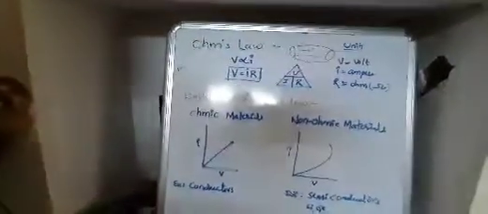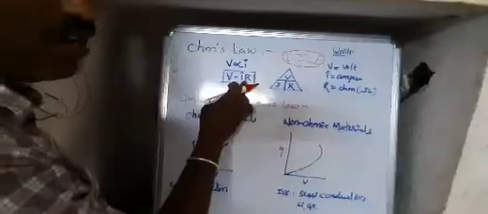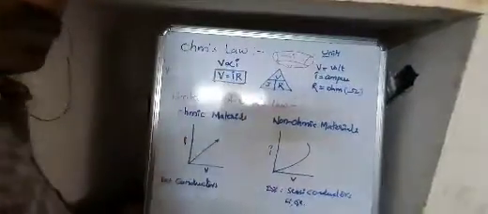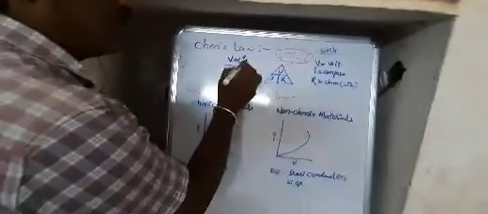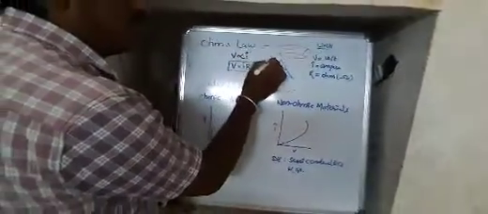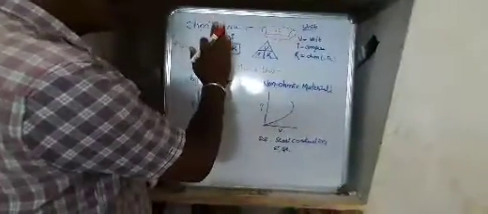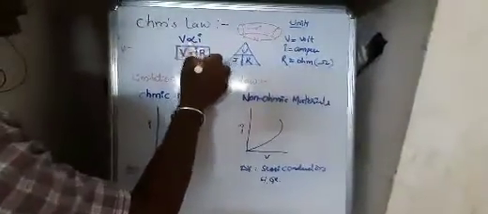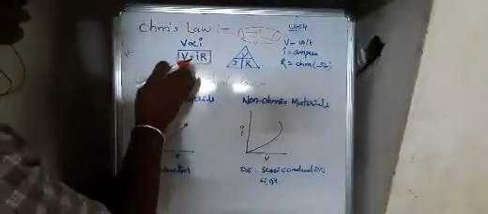If we remove the proportionality sign, we introduce a constant, that is R. So V is equal to IR. This is called Ohm's law. The flow of current in a conductor is directly proportional to the voltage. If voltage is more, the flow of current in the conductor is also more. So this law is called Ohm's law.